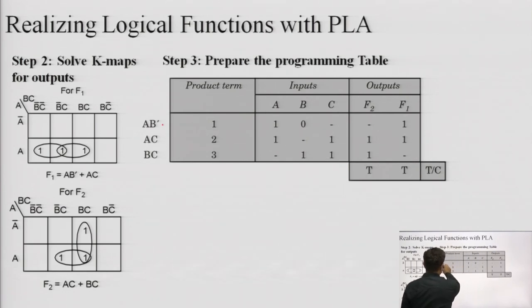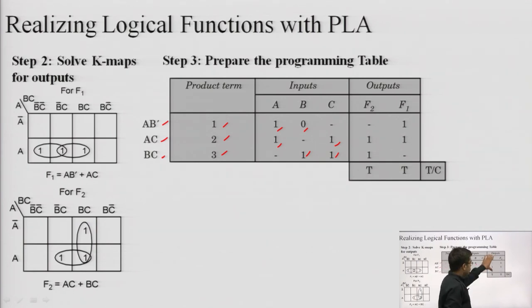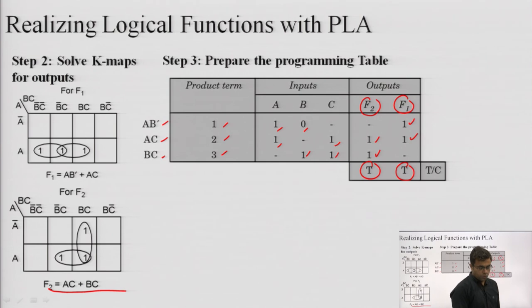So, there are 3 products, A B bar, A C, B C, 1, 2, 3. This is the programming table. The first product is A B bar, so A is 1, B is 0, C is not there. Second product A C, A is 1, C is 1. Third product B C, B is 1, C is 1. F2 is A C plus B C, the second and third products. Similarly, F1 is A B bar plus A C, that means first and second, and both F2 and F1 are in true form. They are not complemented, that means we will not be using XOR gates.